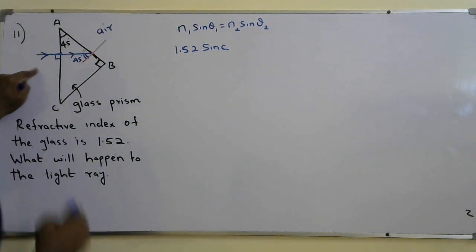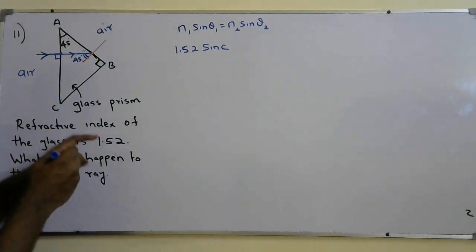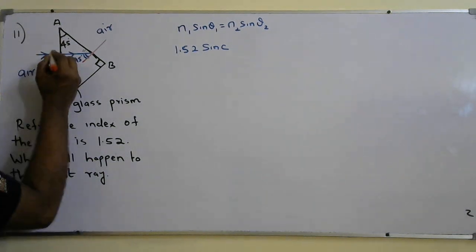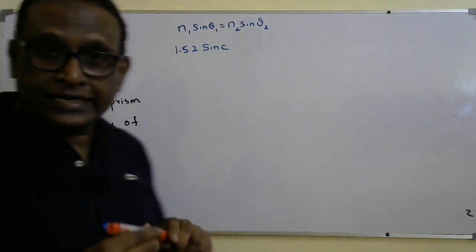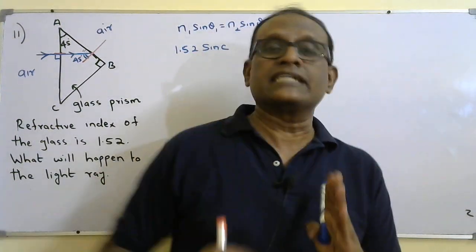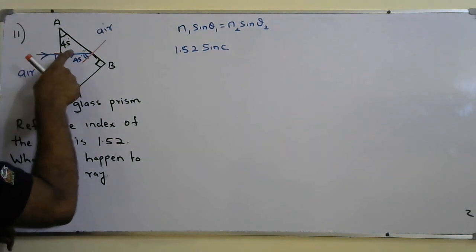Light rays emerge from air to glass. Here the angle of incidence is 0, because if you draw the normal here, that will be 0. So no refraction. I told you when I started this lesson, if the angle of incidence is 0, no refraction. So the light will go straight into the glass.